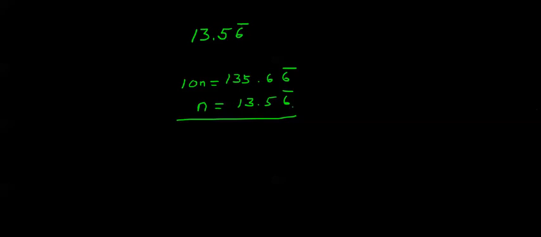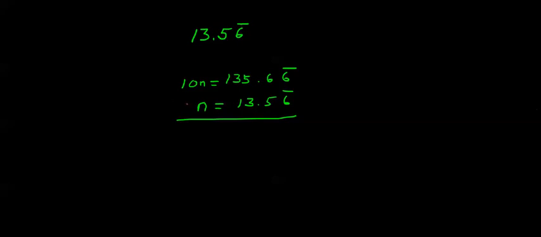Good. Thanks for pausing. So n is equal to 13.56 repeating. One digit is repeating, so I multiply by 10. I move the decimal over 1 place, I get 135.66 repeating. Now I could have written the repeating here, but I want the repeating portion to be one on top of the other. And now I subtract.